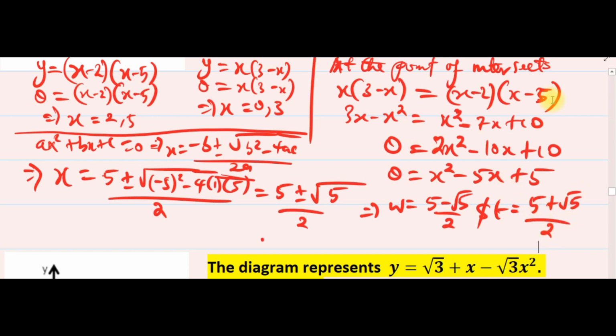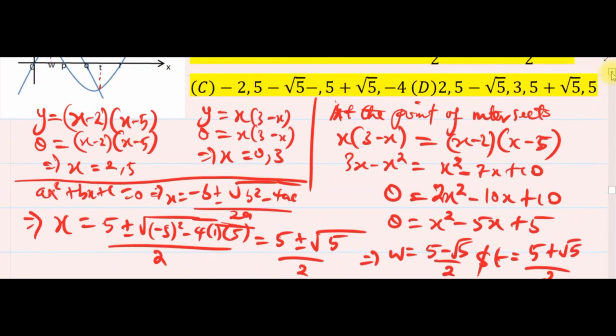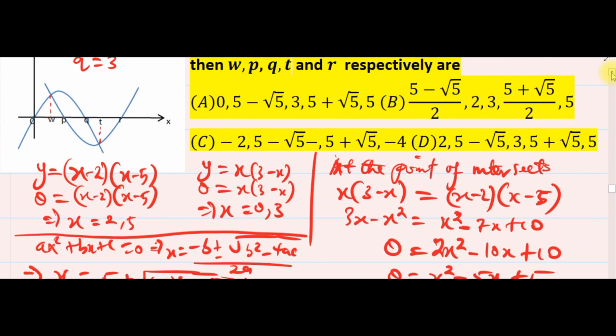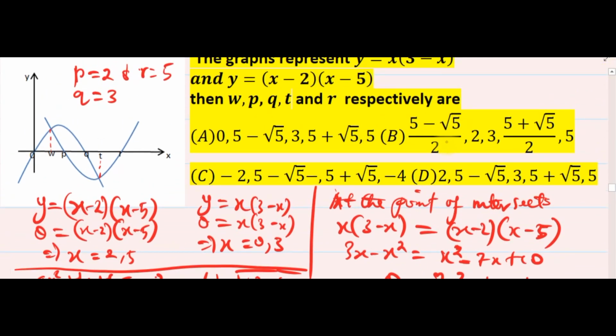So our answer is, you can see that W is this, P is 2, Q is 3, R is 5. Okay, T is this, so our answer is B. This is option B. Our answer is B.